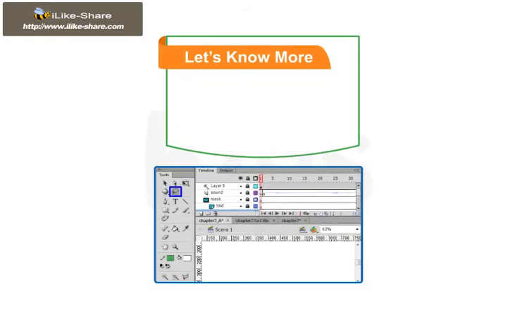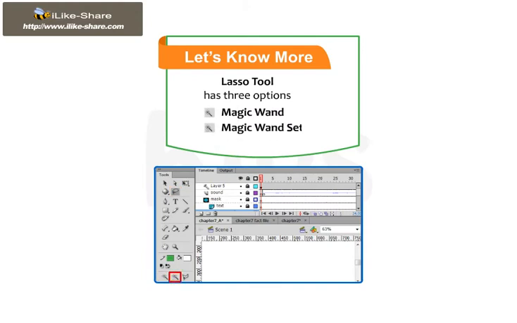Students, let us know more. Lasso tool has 3 options: magic wand, magic wand settings, and polygon mode.